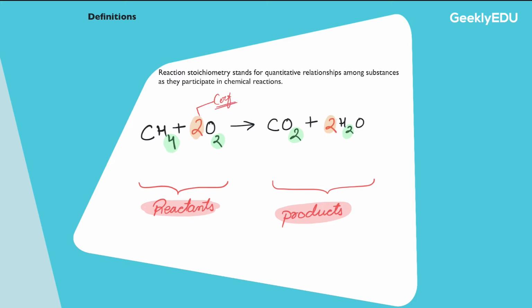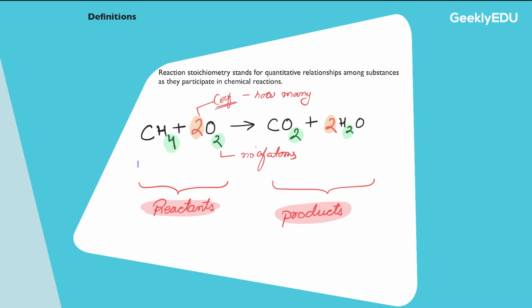So coefficients tell you how many of the reactants are going to be participating, not the number of atoms, and the subscripts tell you the number of atoms in a compound. Now, these can be used in a variety of forms. Let's try to first write them down.